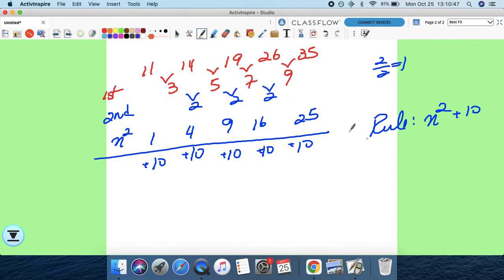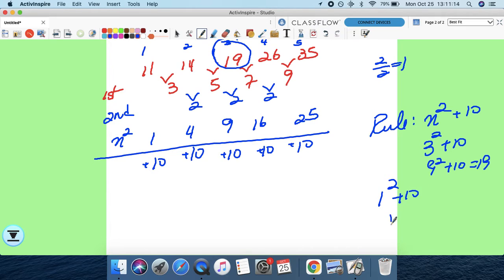So for the first term I should get 11, the second term I should get 14, third is 19, fourth is 26, and fifth is 35. Let's take 3. The third term, I should get 19. So when n equals 3, let's substitute: 3 squared plus 10. 19. It works. Let's try again for 1. When n equals 1, we get 1 squared plus 10. 1 squared is just 1, plus 10. I get 11. So it works.